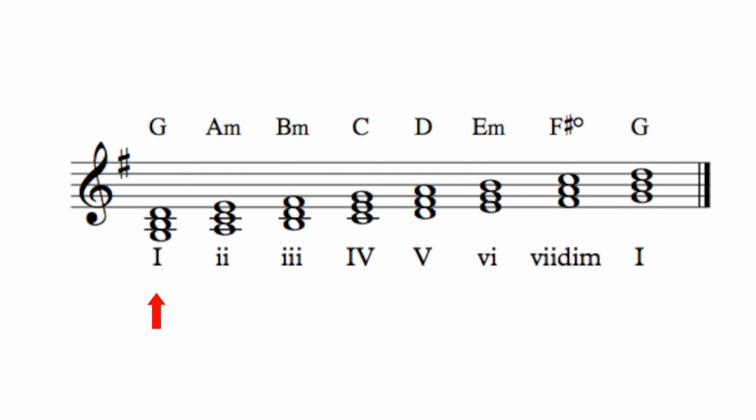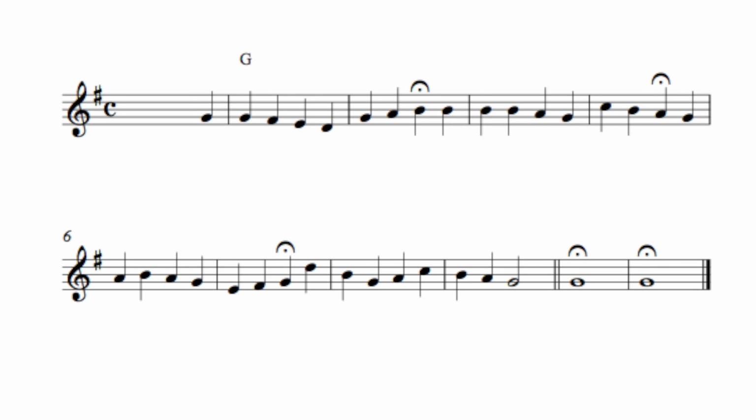So on G, we build a chord on each note of the G major scale. We have G, which makes a G major, A minor, B minor, C, D, E minor, F sharp diminished, and back to G. So let's start using the G major chord, play through the tune, and we'll keep playing it at the beginning of every measure until it no longer works.